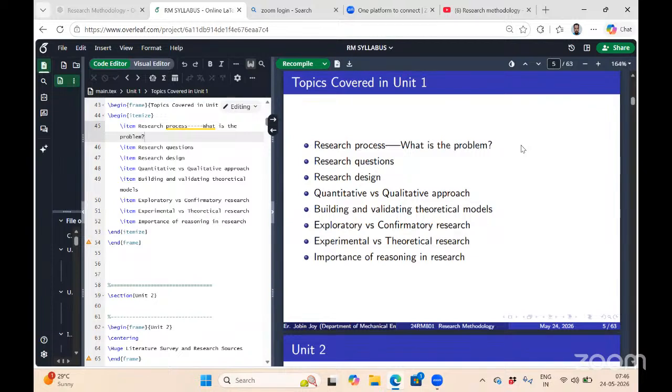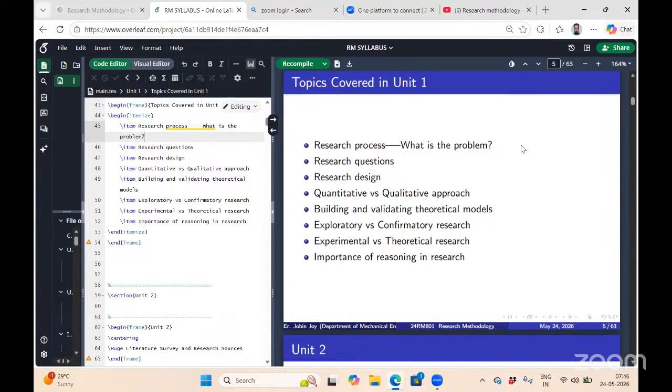Qualitative research, or the qualitative approach, focuses on experiences, opinions, and behaviors. This qualitative approach uses interviews, observations, discussions, etc. For example, interviewing students about online learning experiences is an example of a qualitative approach, or observing the behavior of workers in factories.